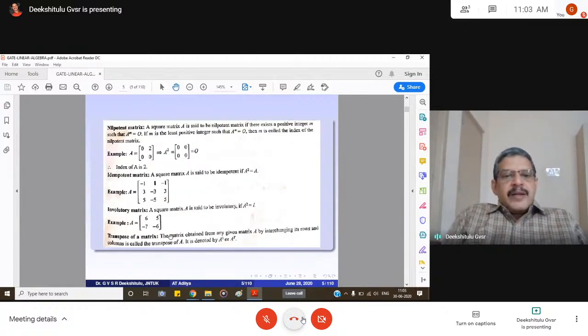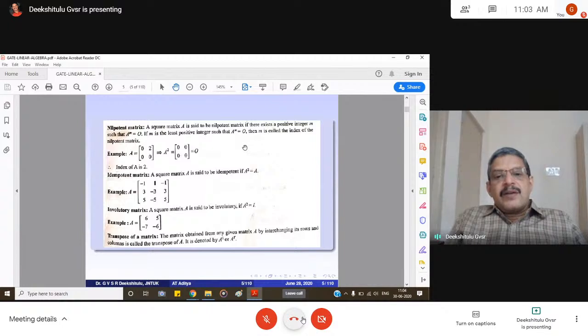Then comes the nilpotent matrix. A square matrix A is said to be nilpotent if A power m is equal to a 0 matrix, where m is a positive integer. Then A is called a nilpotent matrix, and m is the least positive integer such that A power m is equal to 0, then m is called the index of the nilpotent matrix.